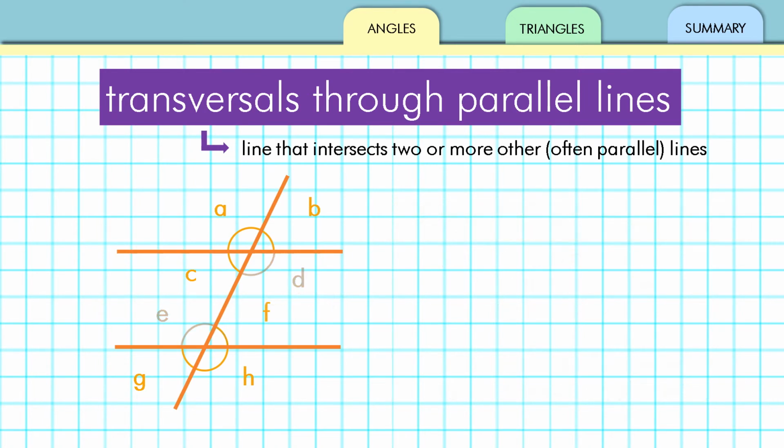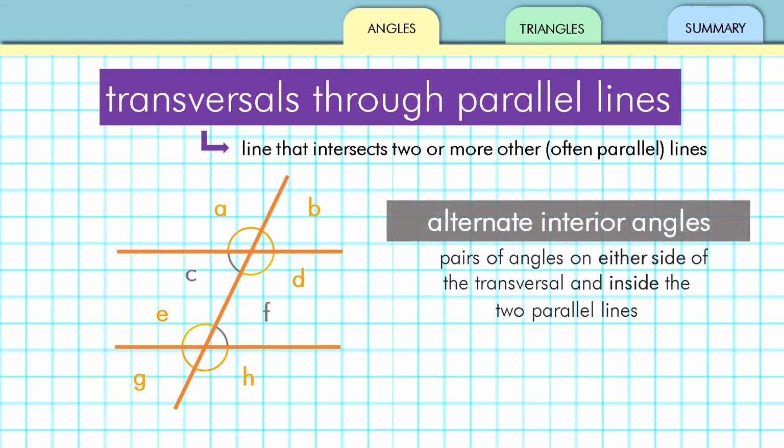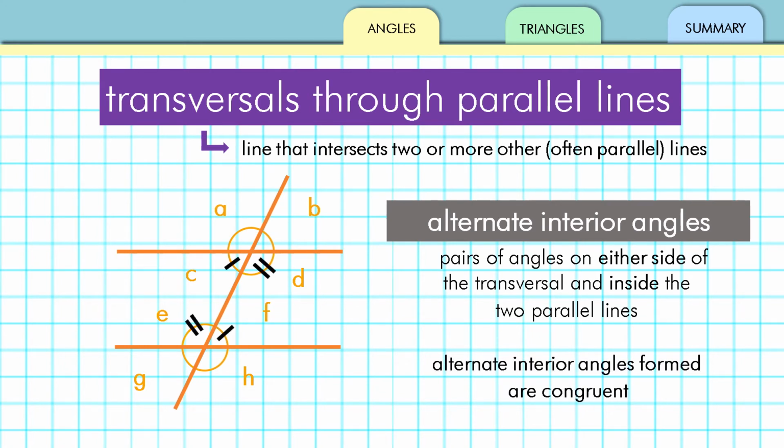When two lines are cut by a transversal, the pairs of angles on either side of the transversal and inside the two lines are called the alternate interior angles. If two parallel lines are cut by a transversal, then the alternate interior angles formed are congruent.